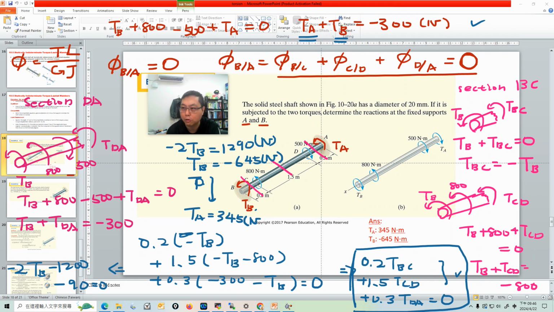Sorry, it's Newton times meter. This is a torque, so it's Newton times meter. Sorry about that. And then I think we solved the problem.